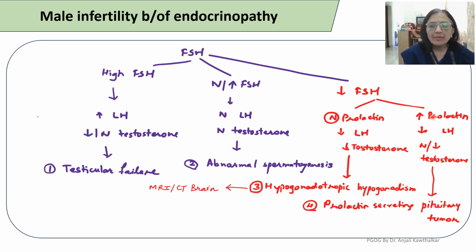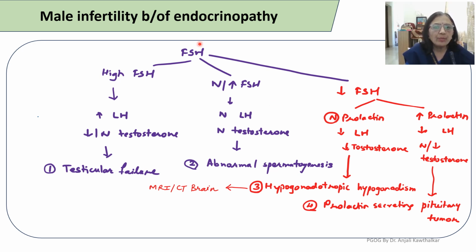Fourth possibility is if raised prolactin is there, associated with a fall in FSH and LH and normal or reduced testosterone, then there is a possibility of a prolactin secreting pituitary tumor. Hyperprolactinemia can lead to this fall in FSH, fall in LH, and can lead to normal or reduced testosterone, and it can affect the spermatogenesis.